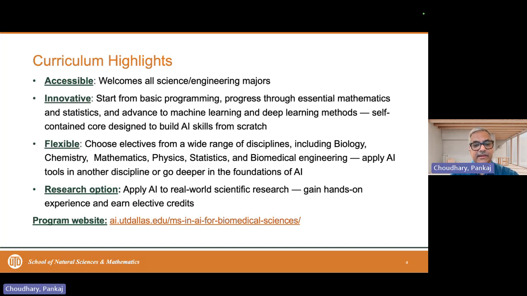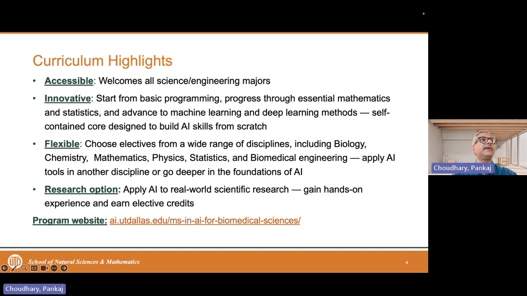And then, as I said earlier, you also have this option to do research for up to 12 credits, and this research can also count towards the elective requirements of the degree. And as I mentioned before, there is this very exciting option to do research at UT Southwestern, and I will talk about that in a minute. But let me first go to the program website and show you the curriculum, and then we will come back and talk about this research at UT Southwestern option.